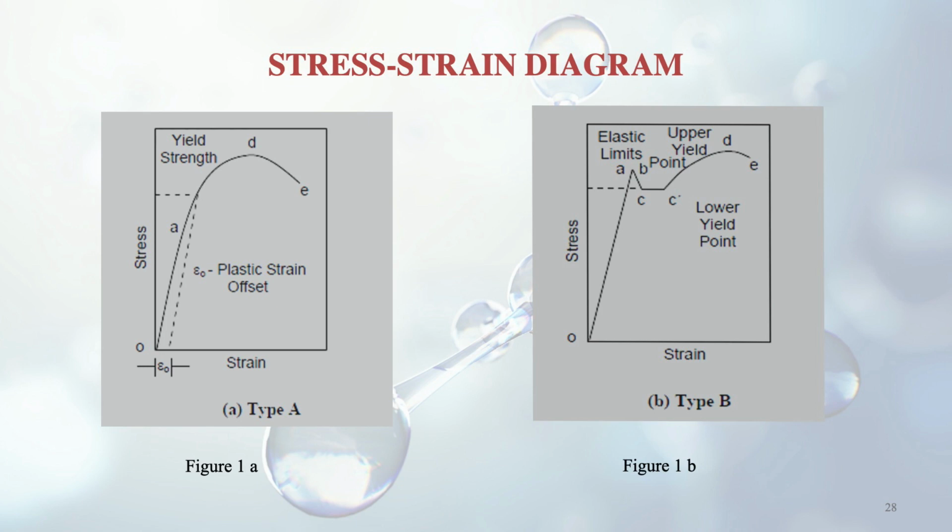The second type of material you can see in figure B, that is for the structural steel. You can see the graph goes linear, but at some point it goes down again, it becomes constant, and then further goes up. So what happens here is that there are two yield points. And what is the yield point? Yield point is the point where the linearity or the elasticity is over and we move to the plastic section.